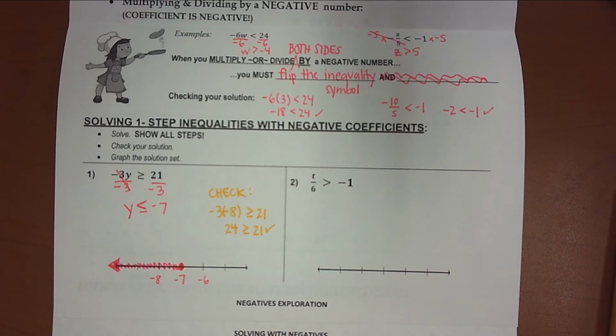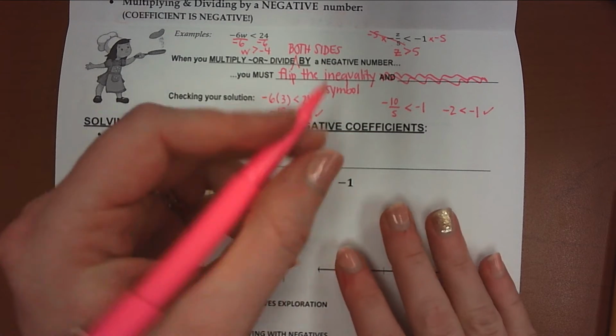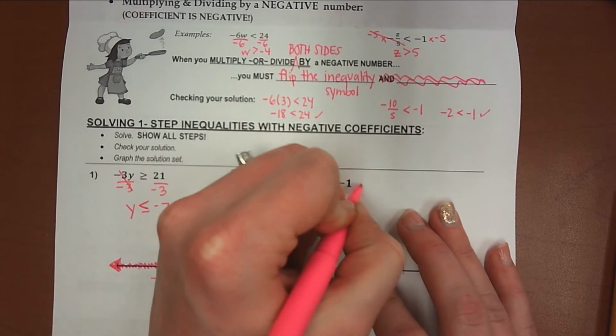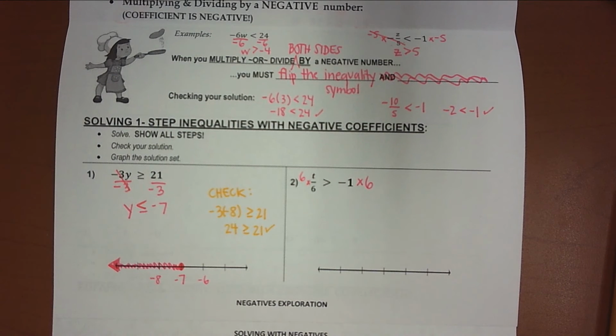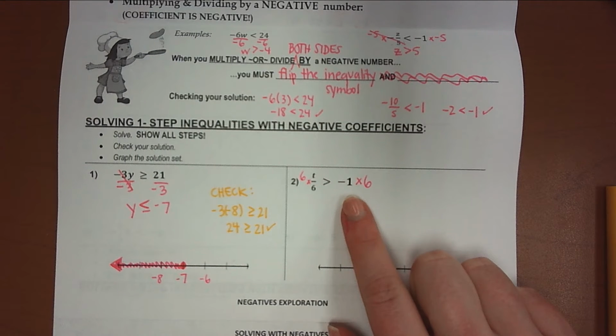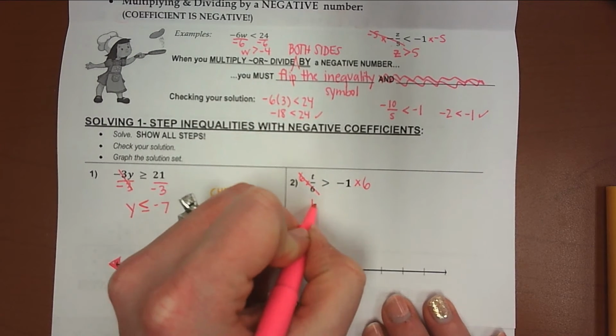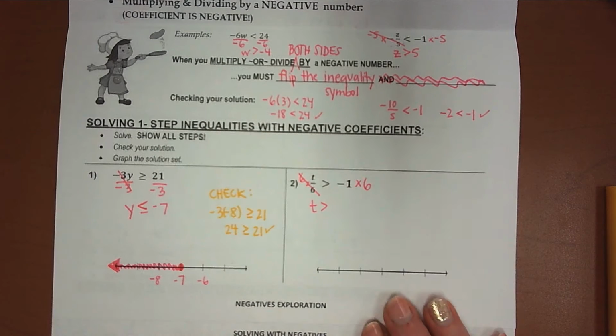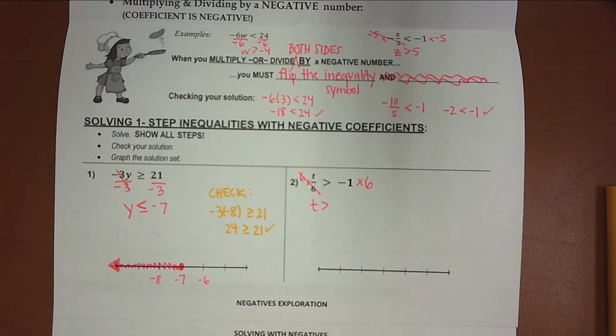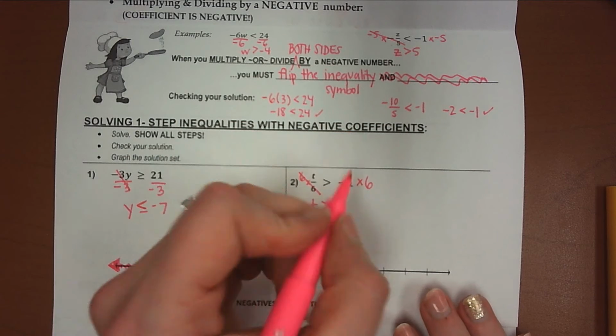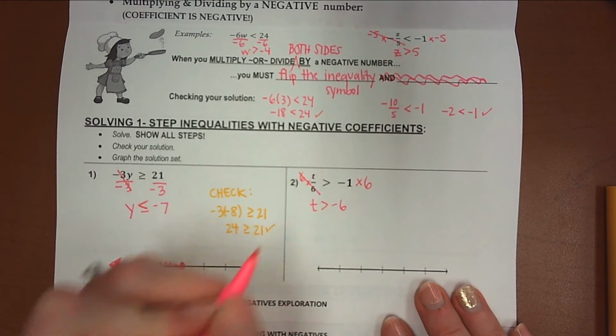On example 2 here, I have t divided by 6 is greater than negative 1. The inverse of dividing by 6 is multiplying by 6. And here's where we have this little catch. We have to multiply or divide both sides by a negative. In this case, only one side is being multiplied by a negative, not both. So these 6's cancel out. T, my sign stays the same because I didn't multiply both sides by a negative. I only multiplied one side, so my sign stays. And negative times a positive is a negative 6.